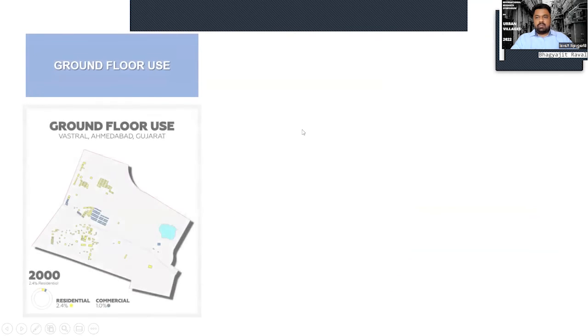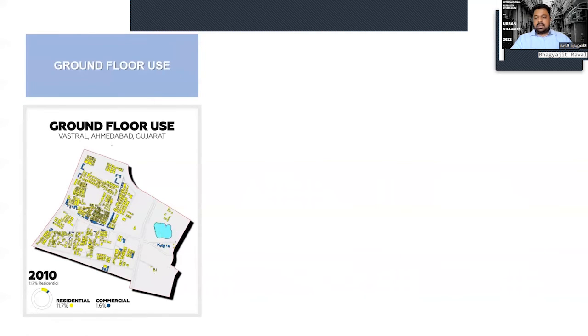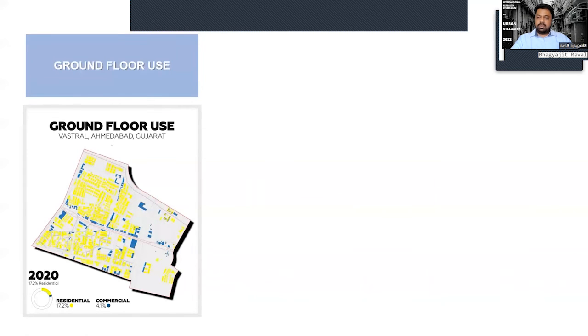So if you talk about ground floor use, this is the ground floor use. In Vastral, you can see most of the things were residential, 2.4%, and 1% commercial. Then residential in 2010 is 11.7%, commercial 1.6%. So this is how the ground floor use has transformed.